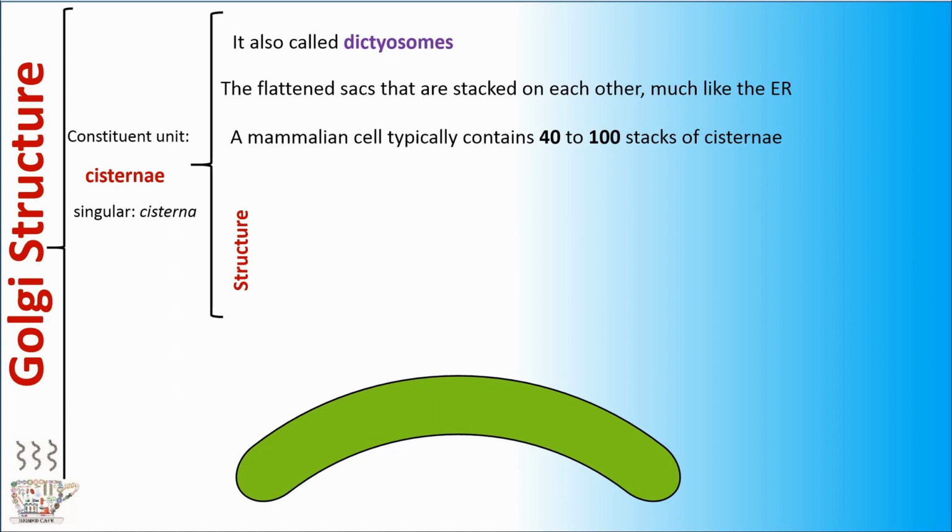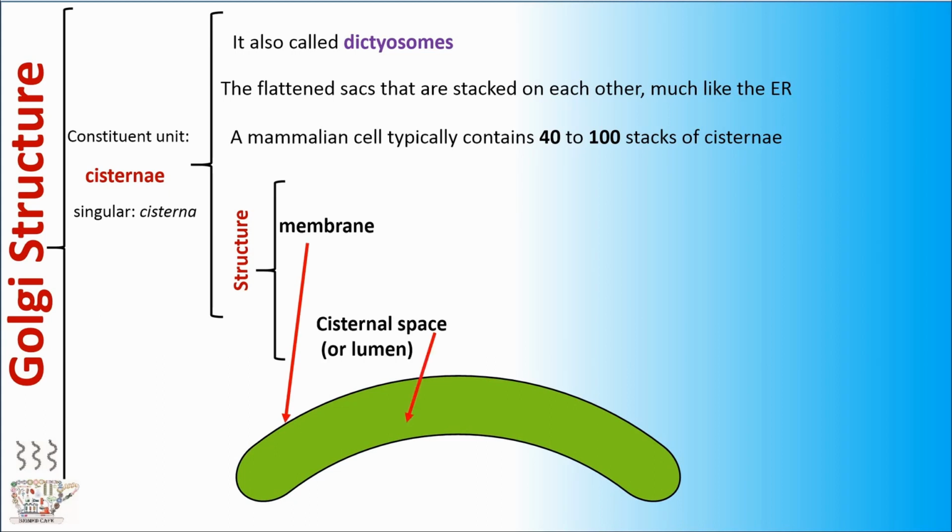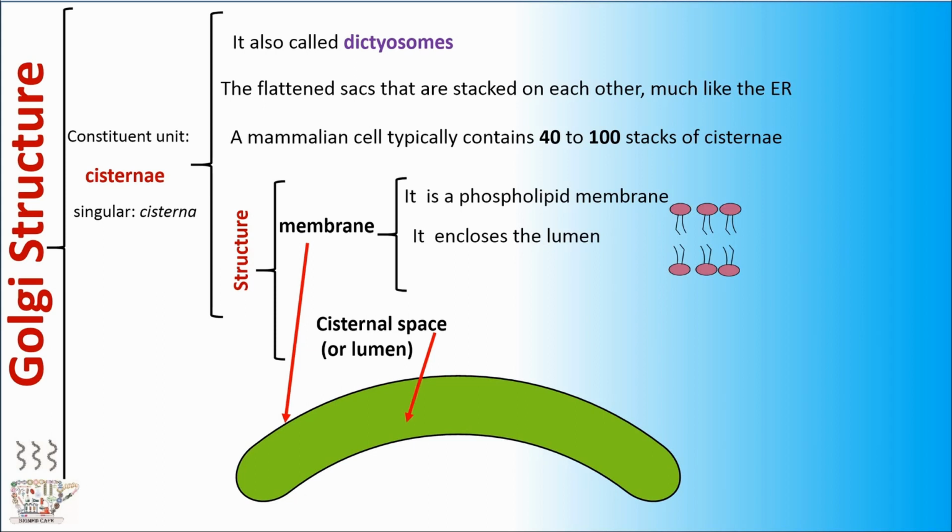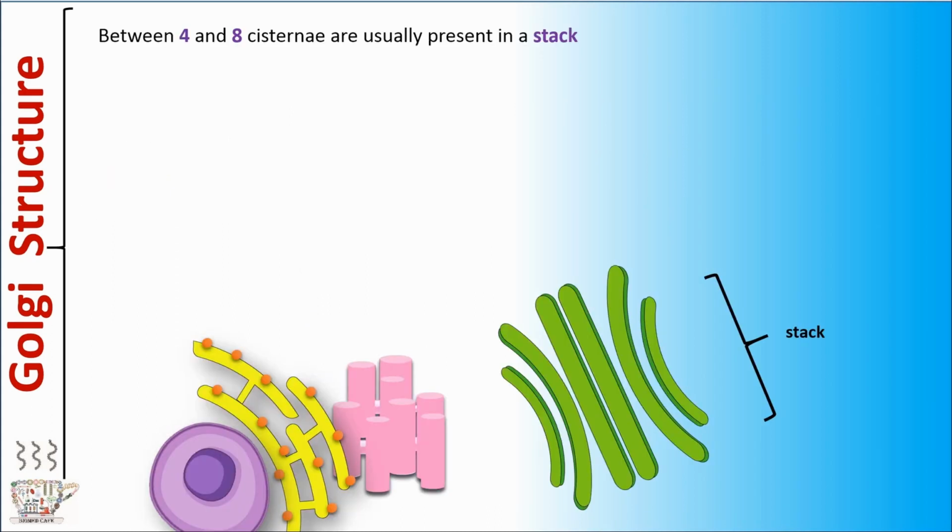Cisternae have two parts in their structure: membrane and cisternal space or lumen. The membrane is a phospholipid membrane and encloses the lumen. It separates it from the cytosol. The cisternal space or lumen is the internal space of the cisterna. Between 4 and 8 cisternae are usually present in a stack.